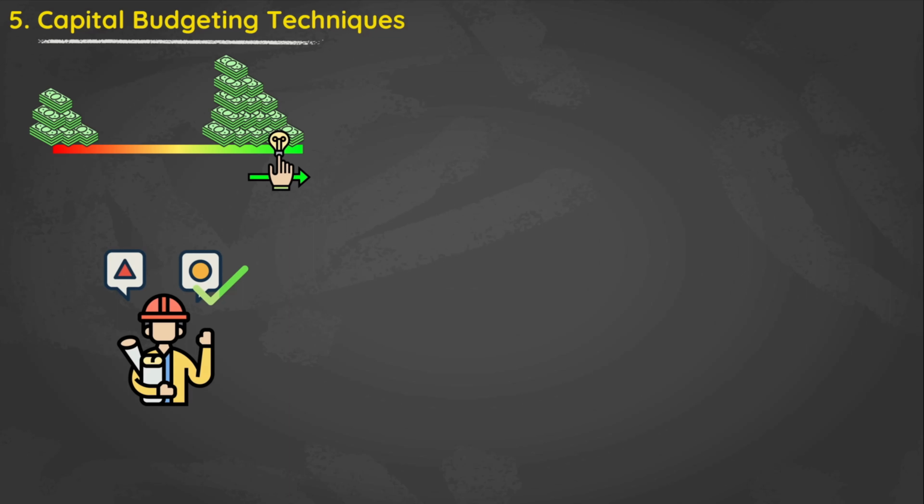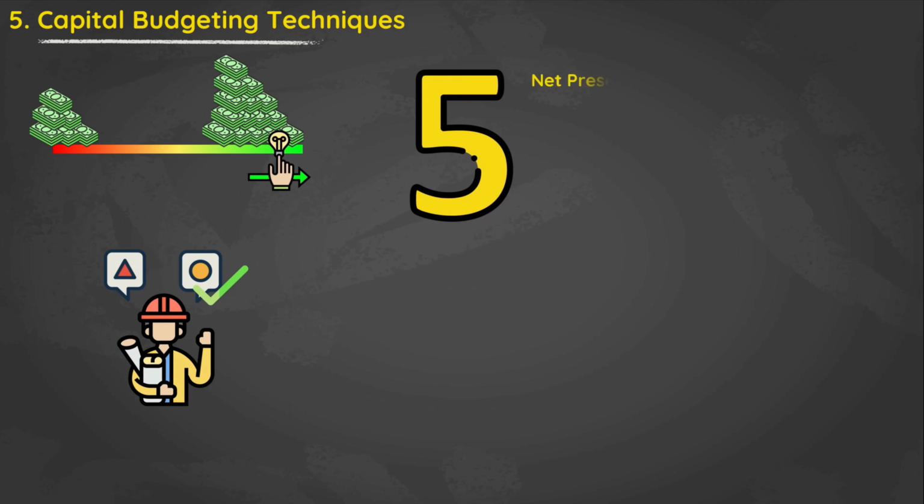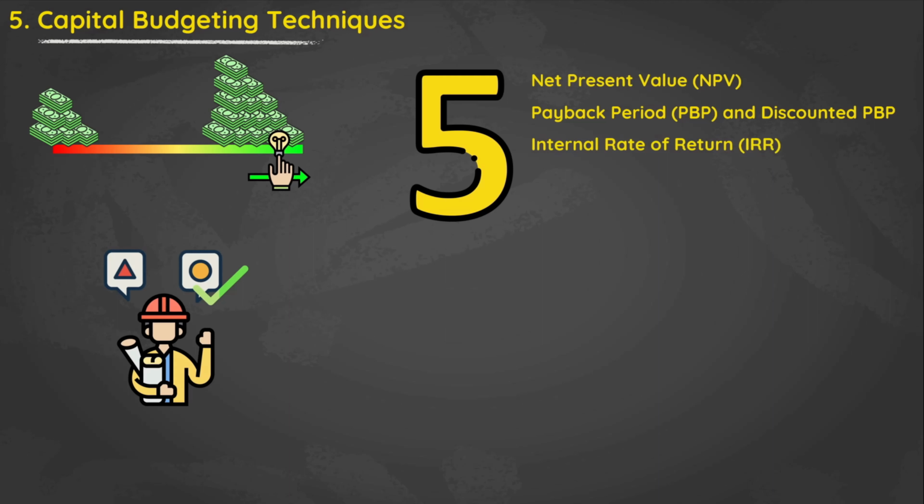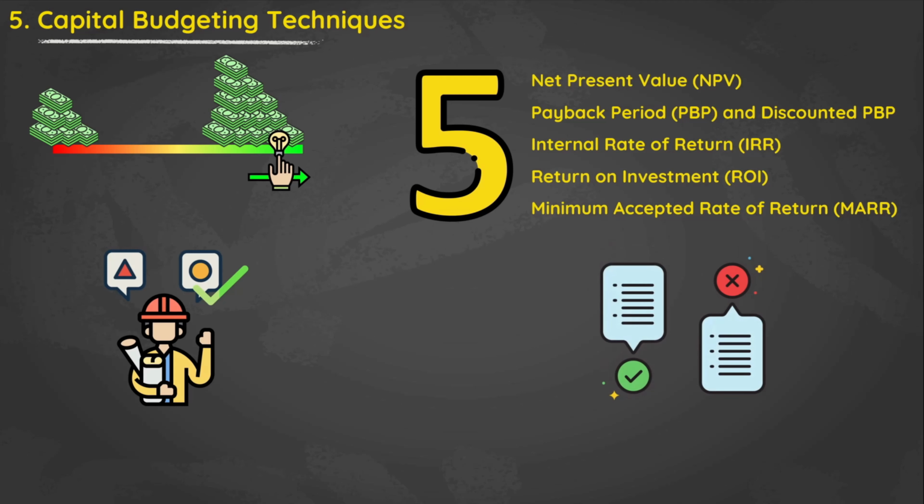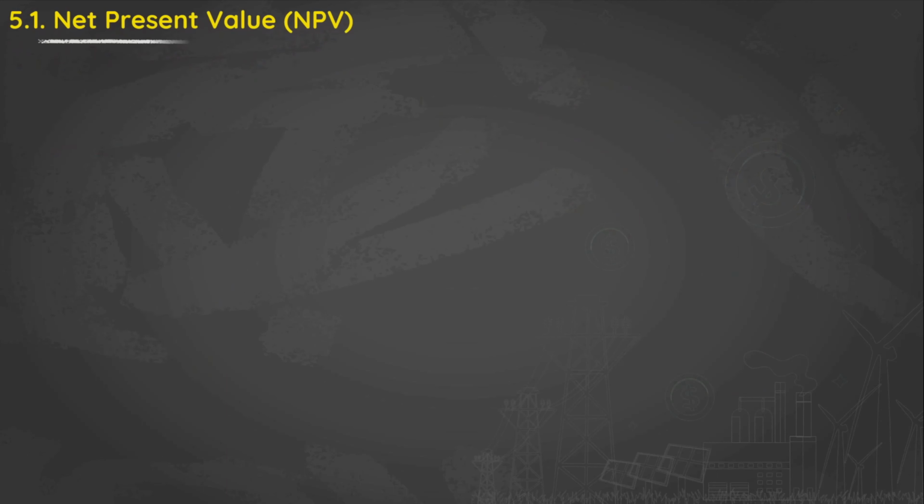In this chapter, we are going to discuss 5 of them, starting from net present value, payback period and the discounted payback period, internal rate of return, return on investment, and finally, minimum accepted rate of return, also known as hurdle rate. Also, we are going to discuss the pros and cons of each one of them and when it's more suitable to use. Let's start with the first one, net present value or NPV.